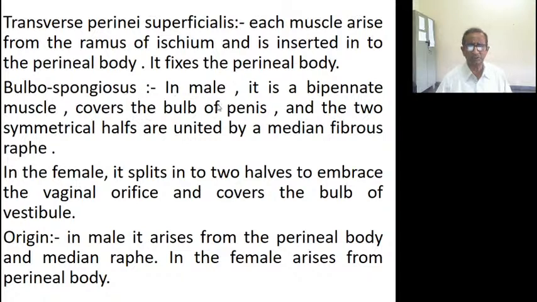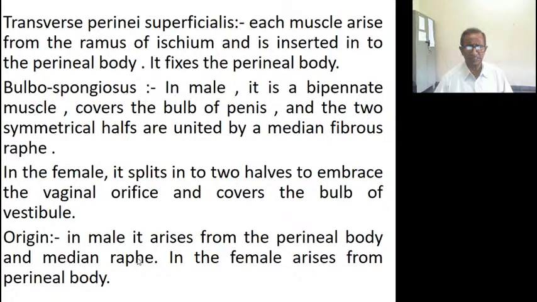Then bulbospongiosus. In male, it is a bipennate muscle, covers the bulb of the penis, and the two symmetrical halves are united by a median fibrous raphe. They cover the bulb of the penis. In the female, it splits into two halves to embrace the vaginal orifice and covers the bulb of the vestibule.